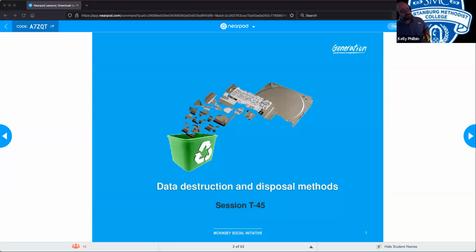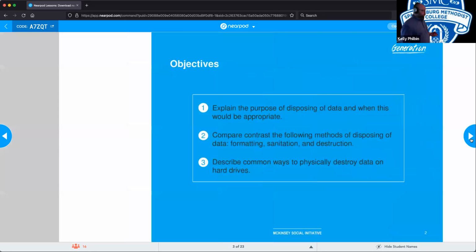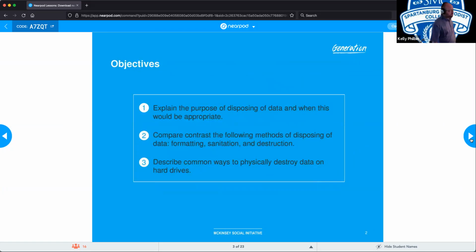All right, technical session number 45, data destruction and disposal methods. Not all data disposal methods are created equal. After this technical session, we're going to be able to explain the purpose of disposing of data and when it would be appropriate.